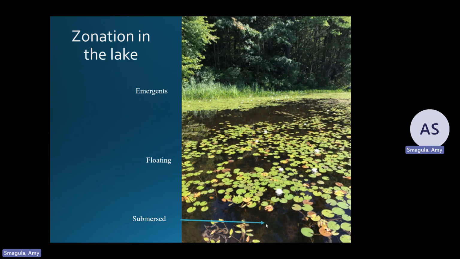Moving a little bit deeper, we have submerged plants or plants that are completely underwater. Most of them are rooted, but not all, and they have most of their plant material completely underwater. So those are the different zones. And as I talk about some plants, including natives and invasives, I will talk about them in the context of their zone in the lake, so you know where to look.